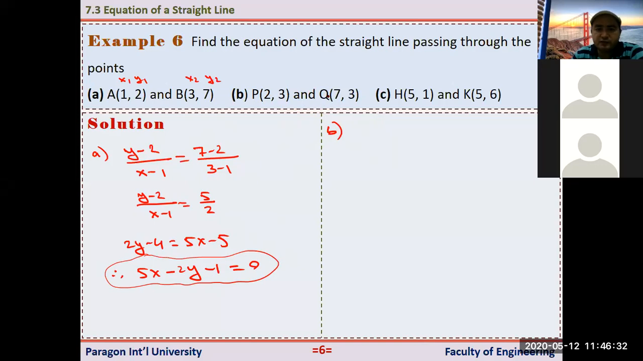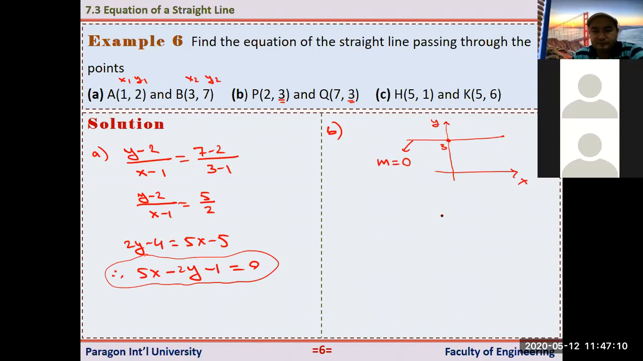B. To do this one, first let's find the gradient. Here we have (2, 3) and (7, 3). But if you notice here, the y coordinates are the same, right? What does it mean? It means it's a horizontal line, with y equal to 3, because the y coordinates are not changing. And if you remember, what is the gradient of this horizontal line?